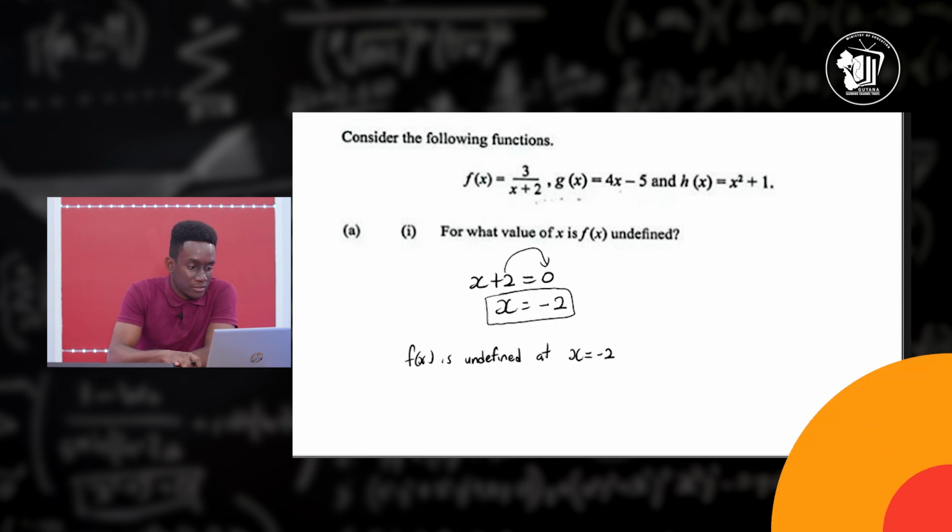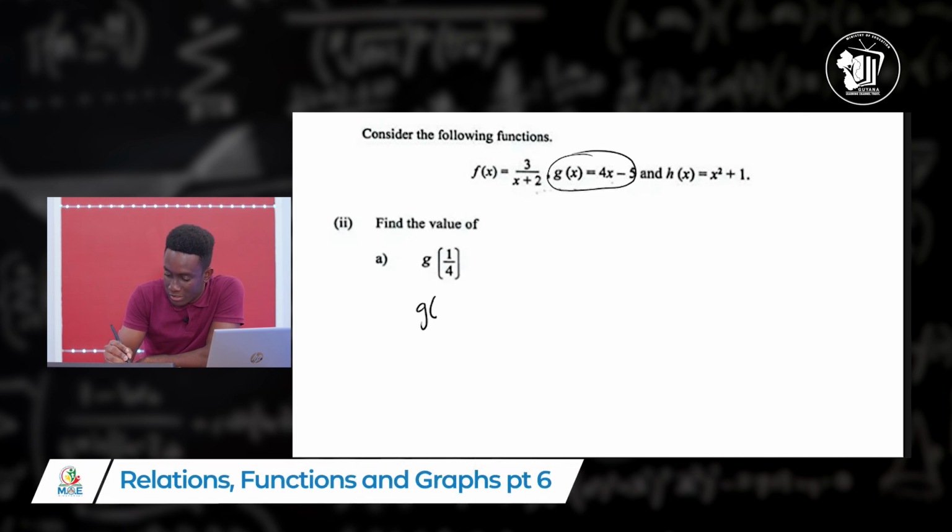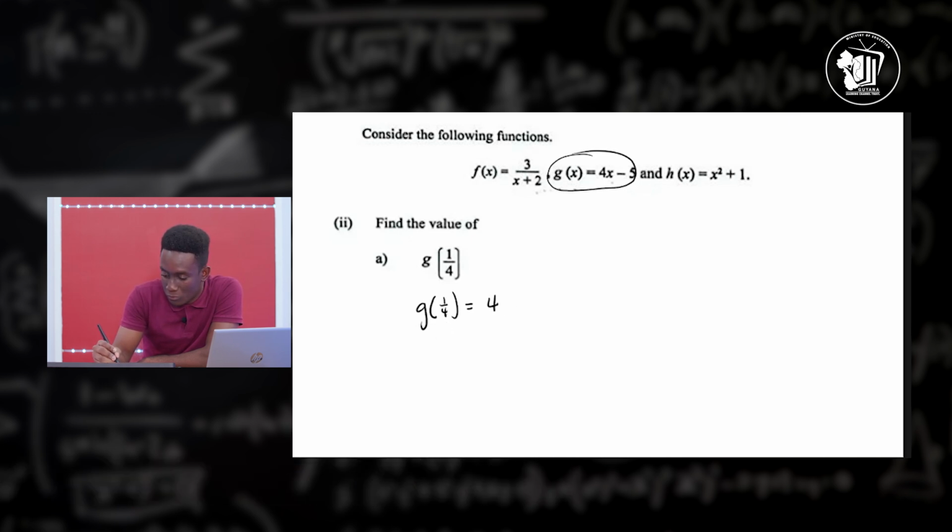So let's move on. The next question says, consider the following function. We have the same set of functions. They want us to find the value of g of 1 over 4. This is the function we're talking about. So instead of x, we'll have 1 over 4, replacing x with 1 over 4. So this will be 4 multiplied by 1 over 4 minus 5.